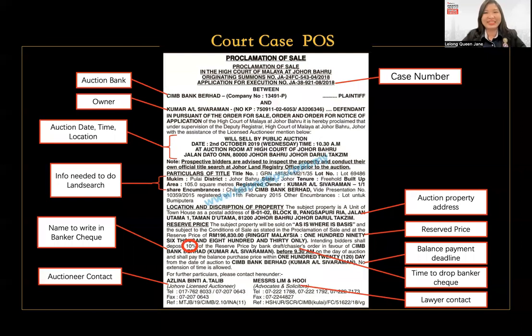This is actually an offline bidding case, held by the Mahkamah Tinggi of Johor Bahru, which you can see here.